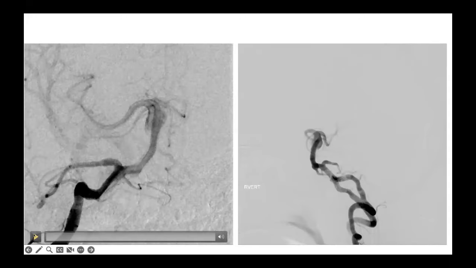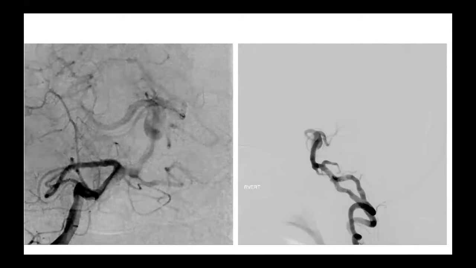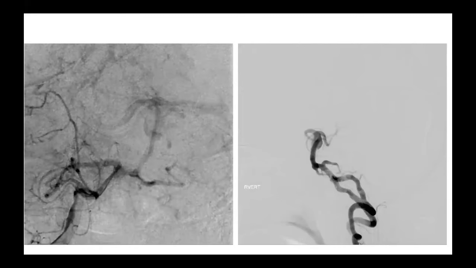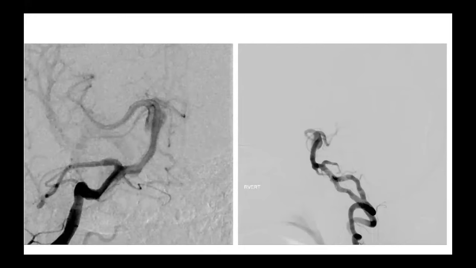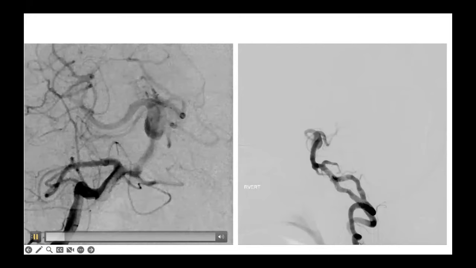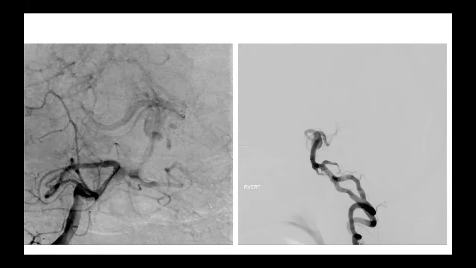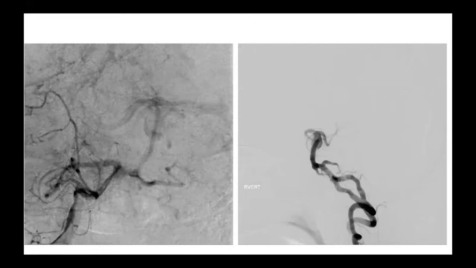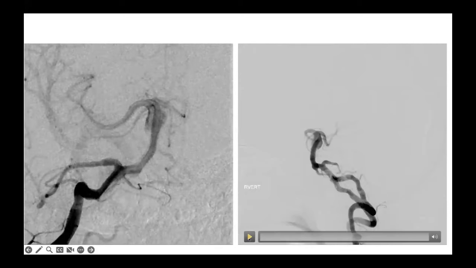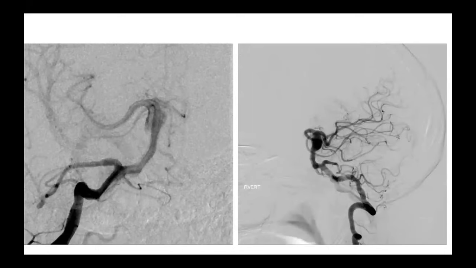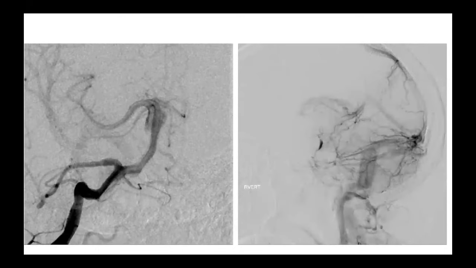And these are the angios done in 2017 when she was 44. This is the AP view of the aneurysm. And you can also see the ICAs are dilated, both the right and the left. And the superior cerebellar arteries are arising from the dilated part of the aneurysm distally. And good PCAs, both sides. And this is the lateral projection of the aneurysm.